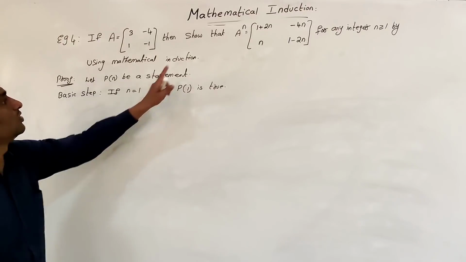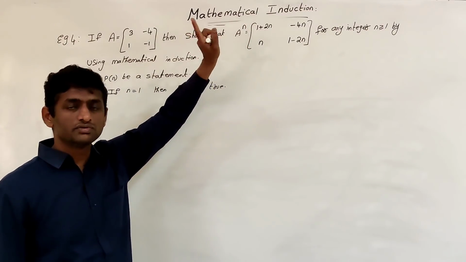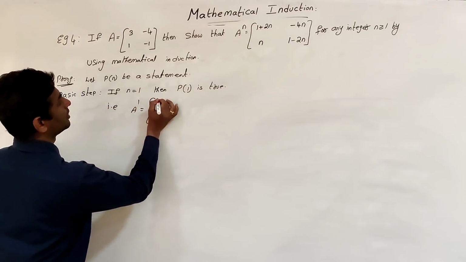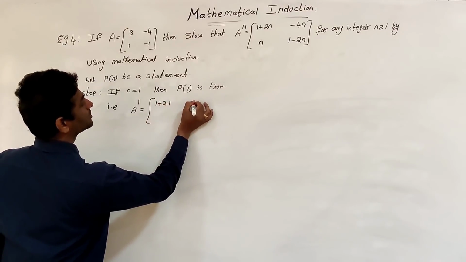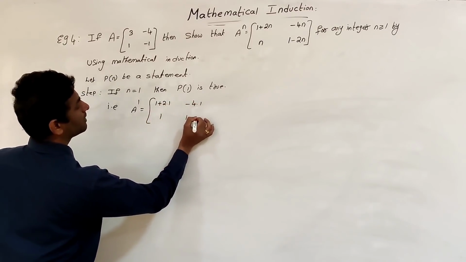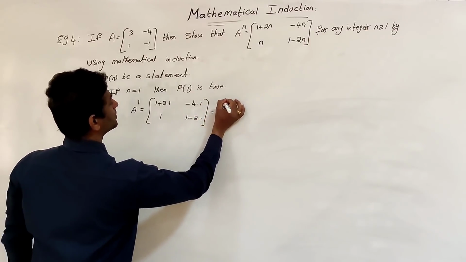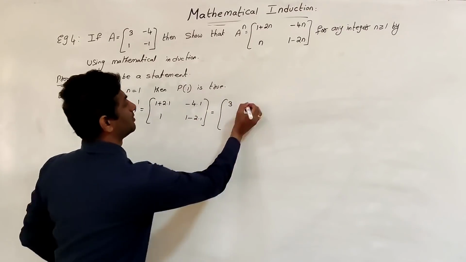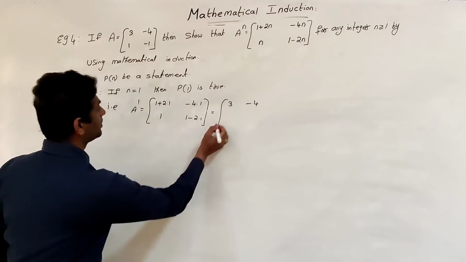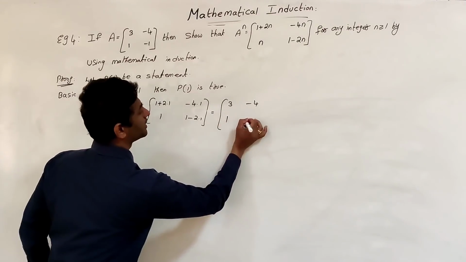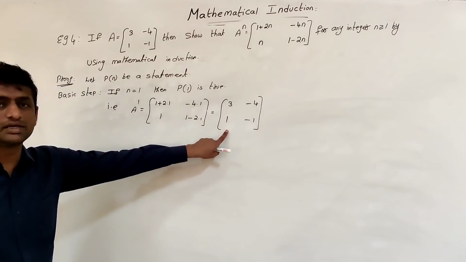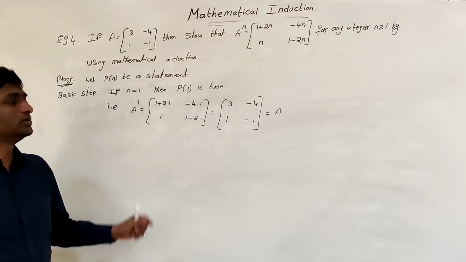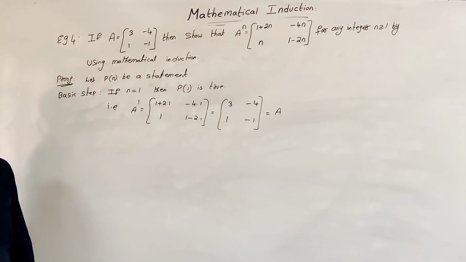Means if you put n is equal to 1 in this, what happens? A to the power of 1 means A. That is, A to the power of 1 is equal to 1 plus 2 into 1, minus 4 into 1, 1, 1 minus 2 into 1. That is 1 plus 2, 3, minus 4 into 1, minus 4, 1 is 1 only, 1 minus 2, that is minus 1. And what is this matrix? A, that is given. So A to the power of 1 is A. So the given statement is true for n is equal to 1.